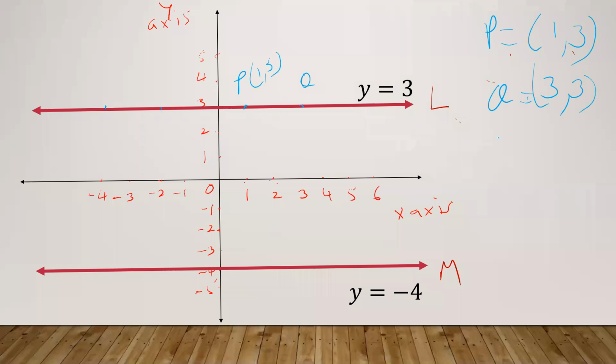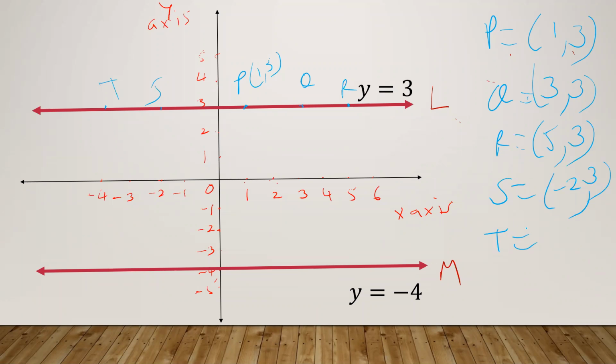What about suppose I take a point here, R? Its x coordinate is 5 and y coordinate is again the same, 3. What about here? Let us call it S, and T. I am taking a few points on the other side also. X coordinate is -2 but y coordinate is the same, 3. For T, x coordinate is -4 but y coordinate is the same, 3.